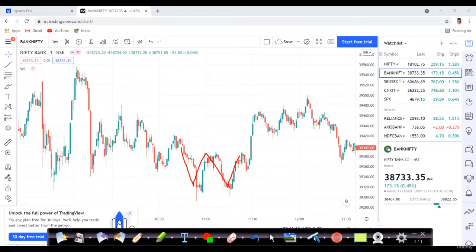Why a double bottom pattern? Look, it created the bottom at some support area. That's why it's a double bottom pattern. Now, what is our logic? What does the double bottom pattern represent? The bullishness in the market.